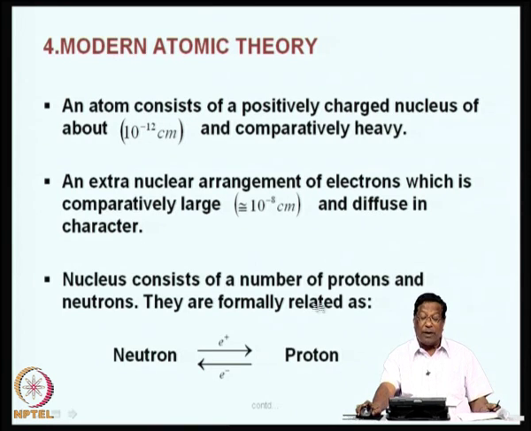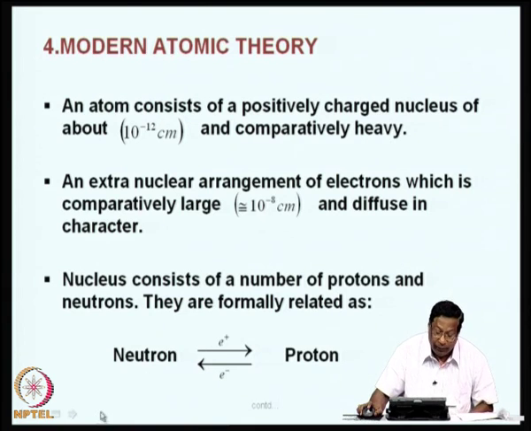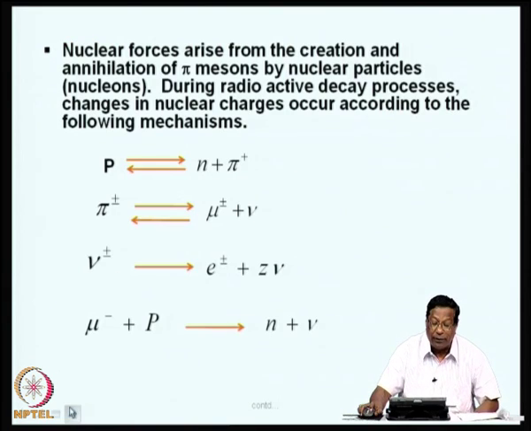The nucleus consists of a number of protons and neutrons. They are formally related as a neutron collecting a charge becomes a proton, and a proton losing a charge becomes a neutron, the other way around.